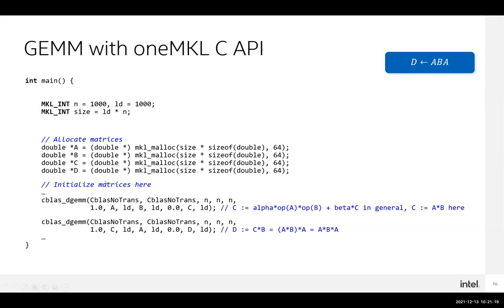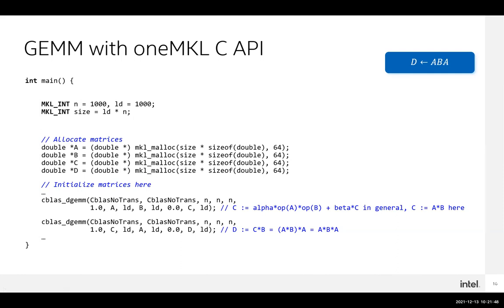This first example is for using the C API. And it calculates D equals matrices A times B times A, as indicated in the top right corner. And for simplicity, all matrices are square. We define the matrix sizes. Then we allocate space for the four matrices with malloc and initialize the matrices. Initialization is not shown here.